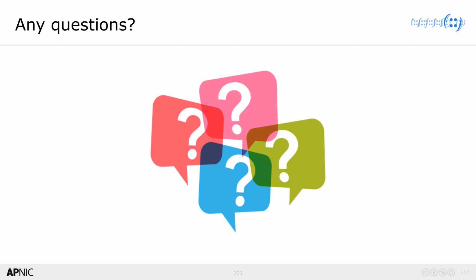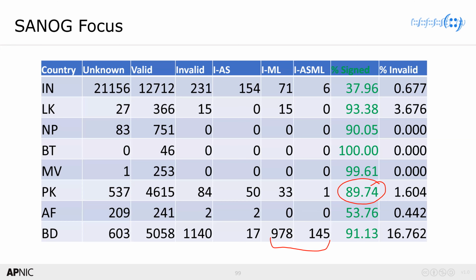We get ROA signed and signed correctly, then a lot of this stuff, let me just tab back over, a lot of this stuff goes away. I'd like to be at SANOG next year and see, realistically, I reckon I can get these to 100% by next year. How good would that be?